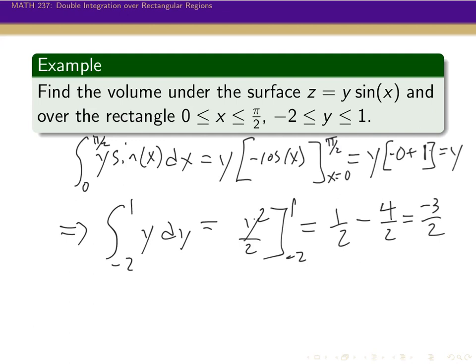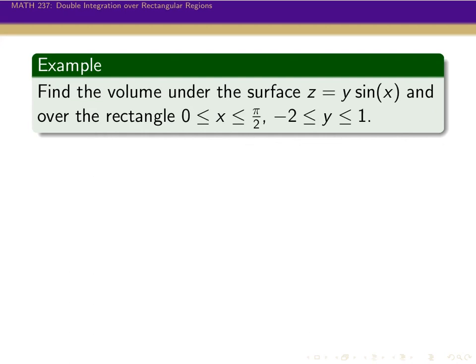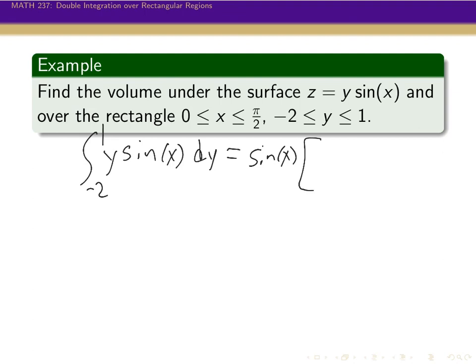Let's try doing it the other way. Let's try and erase this in a responsible way. There we go. Okay, so if we do this the other way, we're doing y sine x, but now we're going to integrate in terms of y first, and the y bounds are minus 2 to 1. So the sine x here can be pulled out, and then we're integrating just y, which would give me y squared over 2, as y goes from minus 2 to 1.